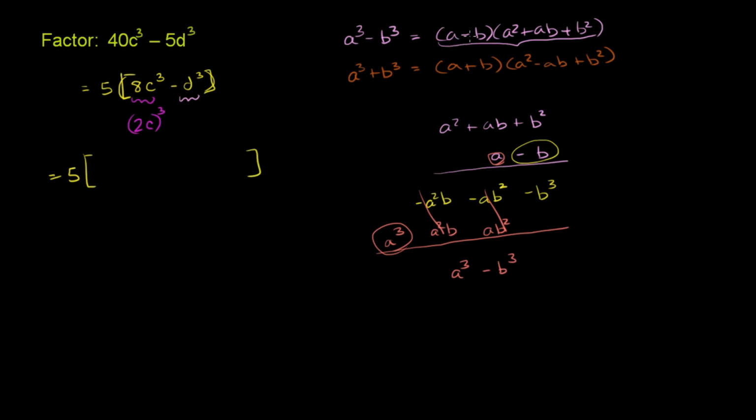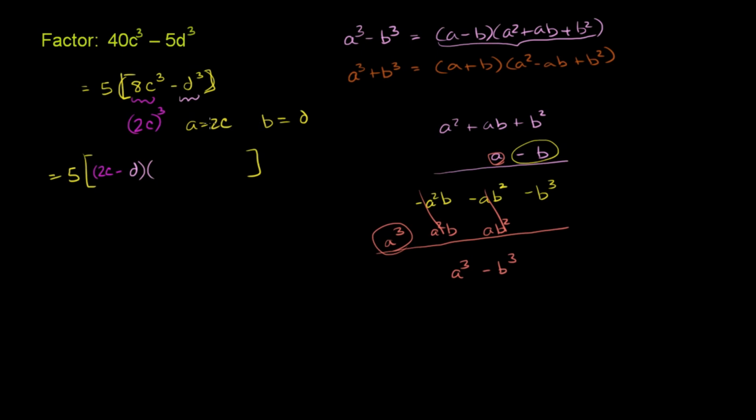And then this is going to be a minus b. A here is 2c. So it's 2c minus b. In this, when we pattern match, the b here is d. Here's b to the third, here we have d to the third. So that over here is going to be d. In our example, a is equal to 2c, and in our pattern, b is equal to d.